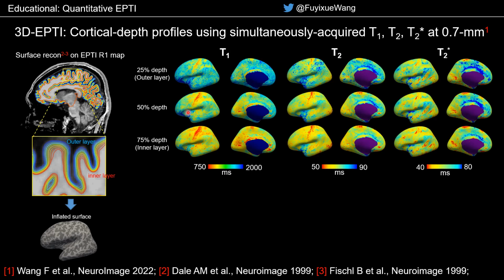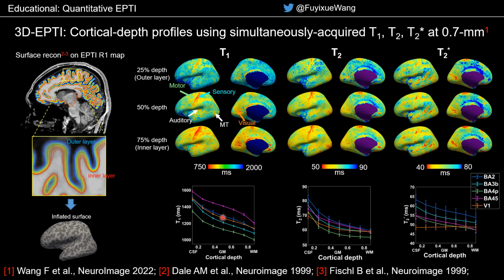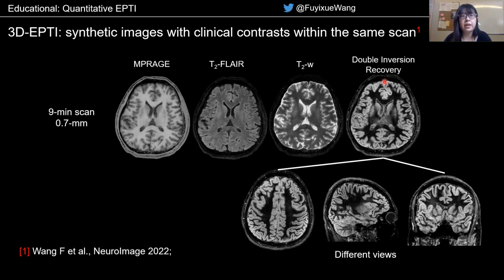And we can see there are characteristic low-value regions consistent with highly myelinated regions such as the motor and sensory cortex. We can also look at the value changes as a function of cortical depth in different ROIs, which are also repeatable across scans and subjects. Finally, synthetic images with useful clinical contrast can be synthesized and obtained within the same scan.